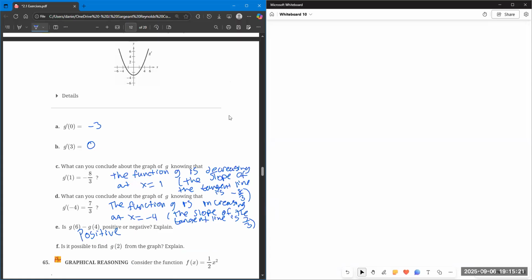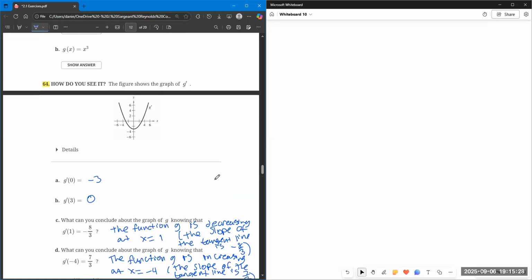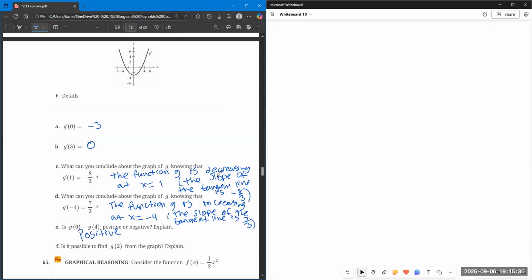So I guess, yes, that would be positive. Is it possible to find g of 2 from the graph? No, we can only find the slope of the graph at 2. We can't find the y value exactly from this, just the slope.